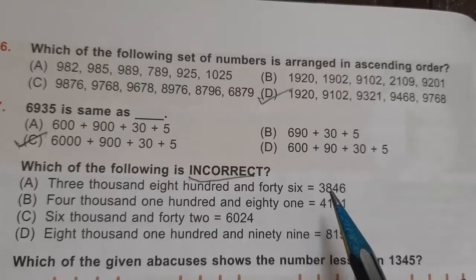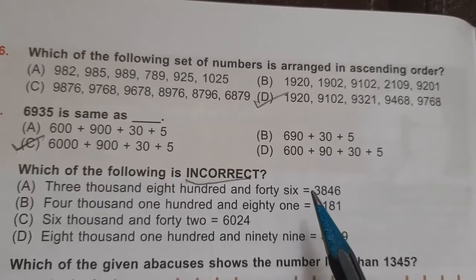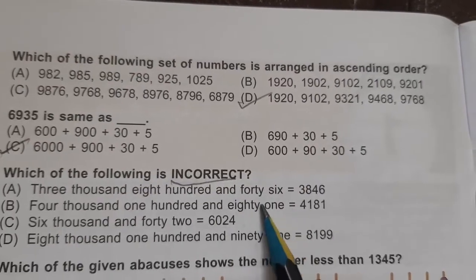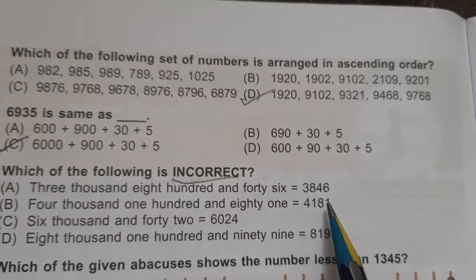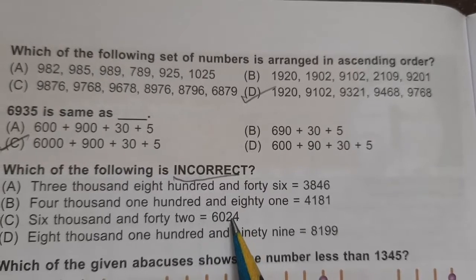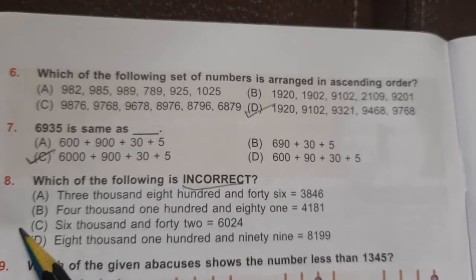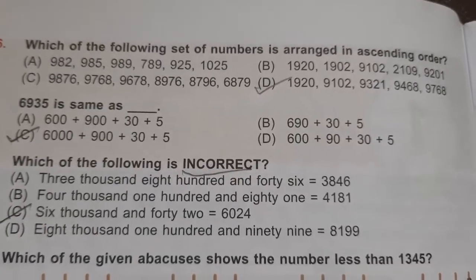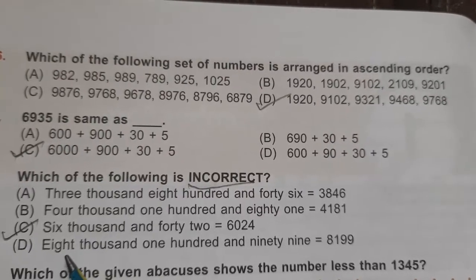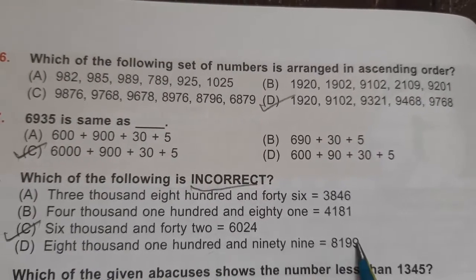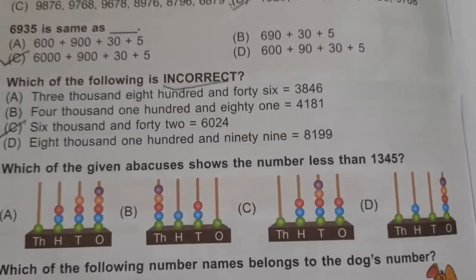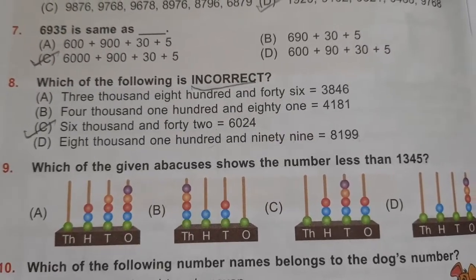3846, 3846, yes, they both are equal, so it should be the correct one, not the answer to the question. 4181, this is also correct, not the answer to this question. 6042, however this is 6024, it is the incorrect combination, so it should be the answer to the question. However, we have to still check option D to confirm the same. 8199 is correct, so hence C is the answer. Let's move to the next question, which is question number 9.